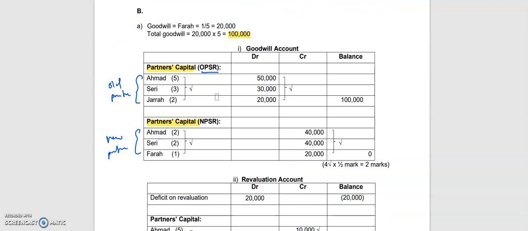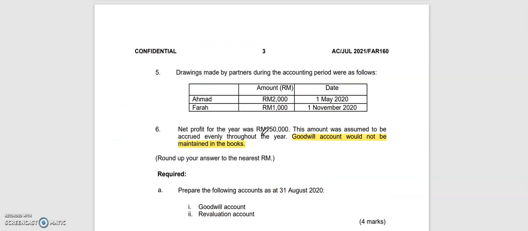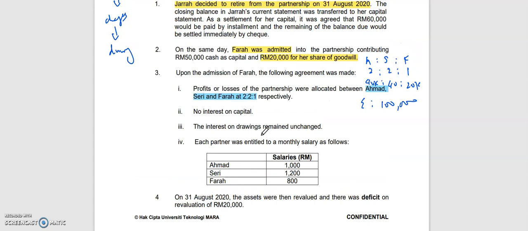Okay, can we continue to the revaluation account? Okay, so now let us look for the information on revaluation. Okay, based on additional information number 4, this time, okay, the asset were revalued, but there was a deficit. What do you mean by deficit, class?